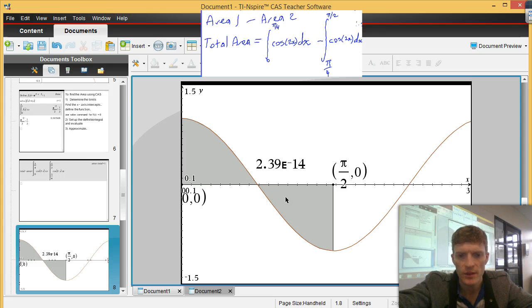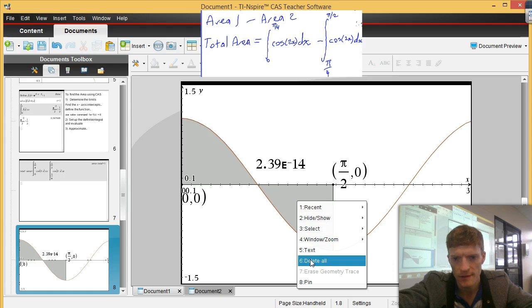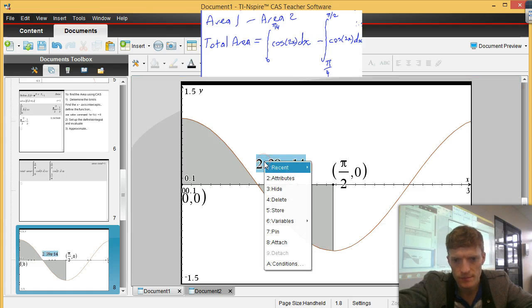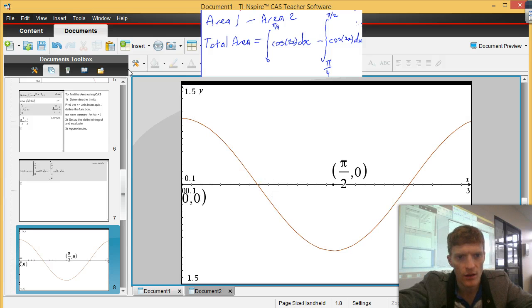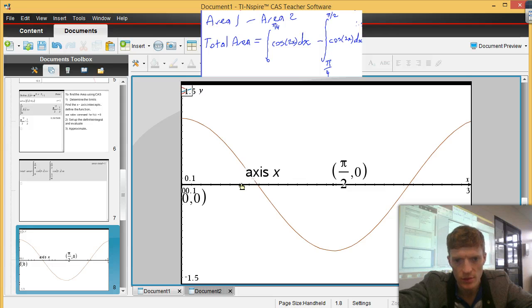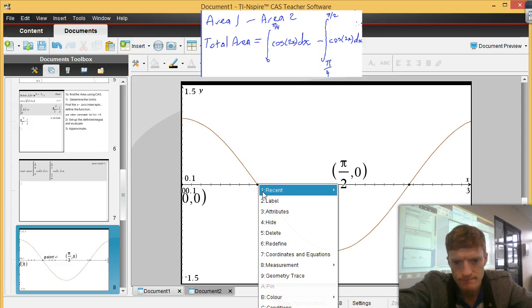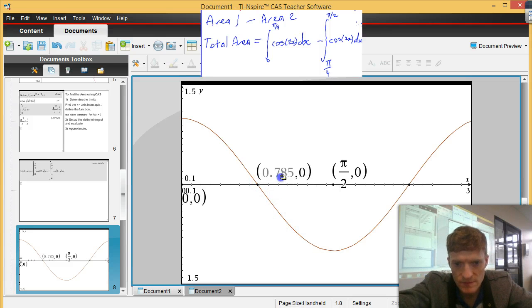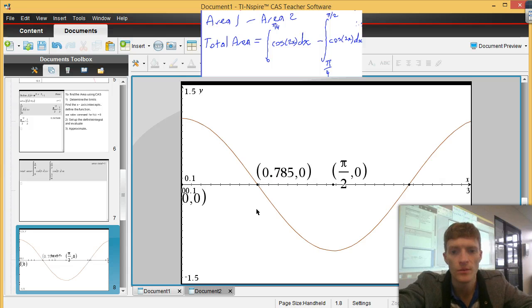So I have to be careful how I use this tool and split it up, like I have split up my total area into 2 definite integrals. So let's undo that. Now what I had to do is get that point of intercept, pi on 4, which is this point right here. So I'm going to grab a point, an intersection point between the x-axis and the graph, and find what is that coordinate. That is pi on 4.